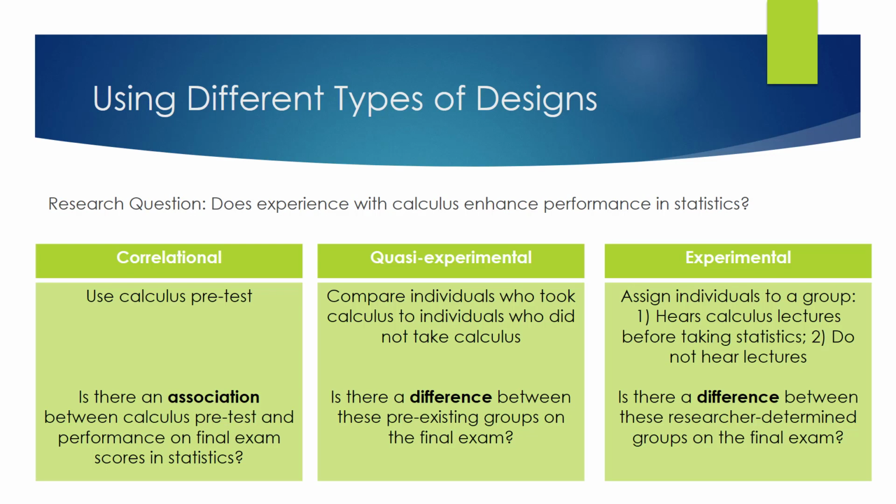Here, the researcher has determined these groups. The researcher gets to decide who's in the experimental group, who hears the lectures on calculus. The researcher decides who's in the control group, who's not going to get to hear these lectures on calculus. Then at the end of the semester, there's a check to see, is there a difference between the control group and the experimental group in regard to their final exam performance.